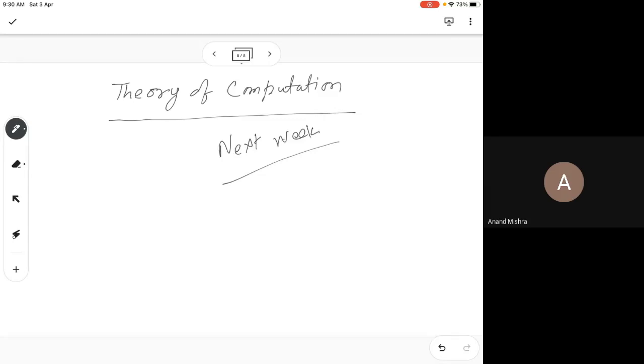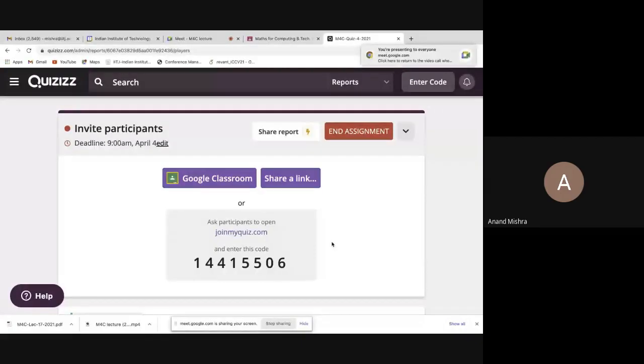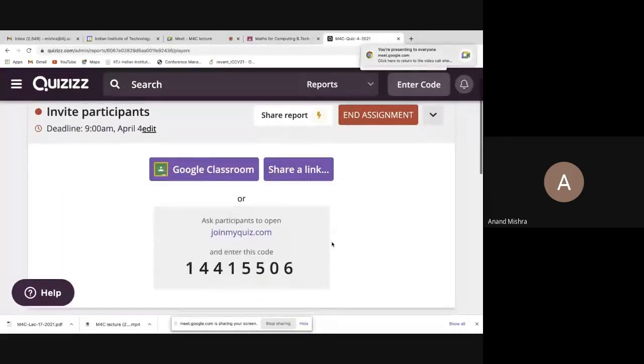All right, so I'm sharing the screen, and you will be able to see the quiz code. So here we go, joinmyquiz.com, and the quiz code is there.